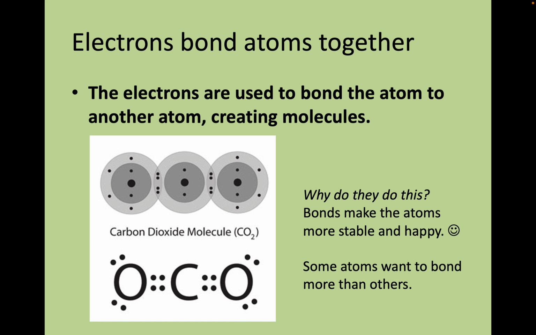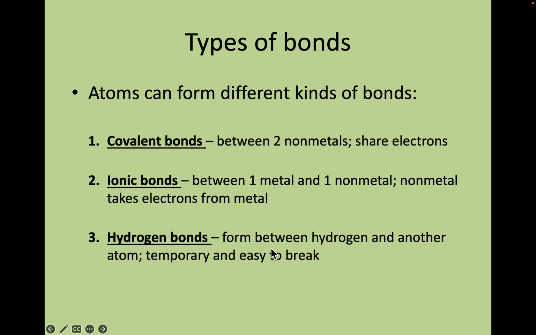Some atoms want to bond with others to create molecules. Some atoms don't want to bond at all. Some of them want to bond a lot. Some are in the middle. They can or they can't. They don't really care. When you see pictures like these, all these dots are supposed to be electrons. This is a carbon atom, carbon C, O, oxygen.